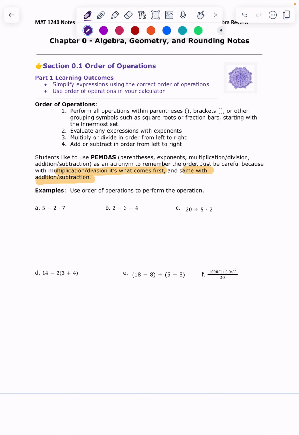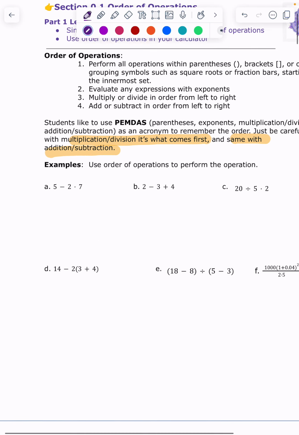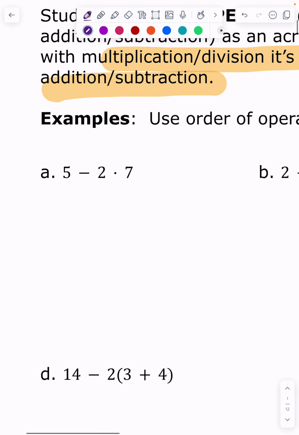All right, so let's do some examples here using basically, well, I'm using PEMDAS, but with that caveat. So I'll zoom in on this first one. 5 minus 2 times 7. It's really tempting to want to do that subtraction first because it comes first, but multiplication or division always are going to come before addition or subtraction. So I'm going to need to multiply that 2 times 7, which is 14, first. So I get 5 minus 14. And then you can pop that into your calculator if you don't already know that 5 minus 14 is -9.